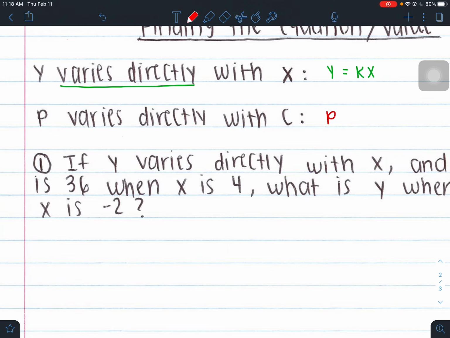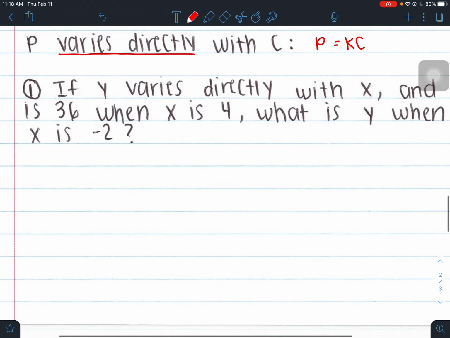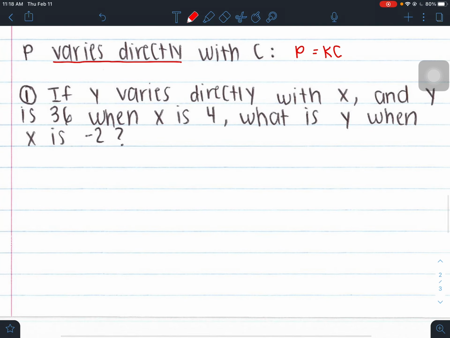Okay, P comes first. P varies directly, so equals k with C, and C is going to be here. So P equals kC. So whatever letter comes first is the letter that comes first in your equation. You don't have to use P and C if you don't want to. Usually it uses x and y, but I just wanted you to see how it's written in word problems, because you're going to get word problems and they're not going to be super obvious.